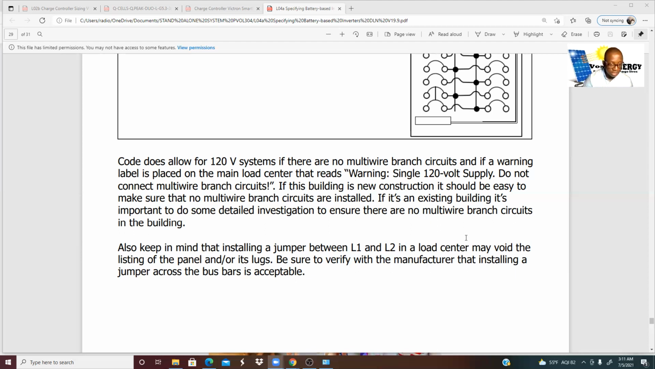Also keep in mind that installing a jumper between line 1 and line 2 in the load center may void the listing of the panel or its warranty. Be sure to verify with the manufacturer that installing a jumper across the bus bar is acceptable.